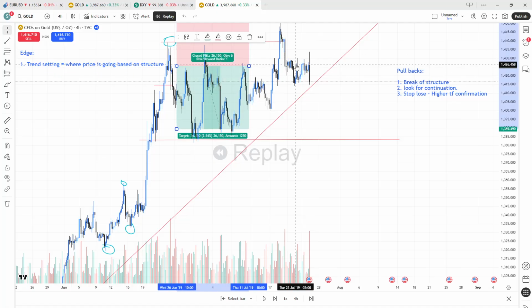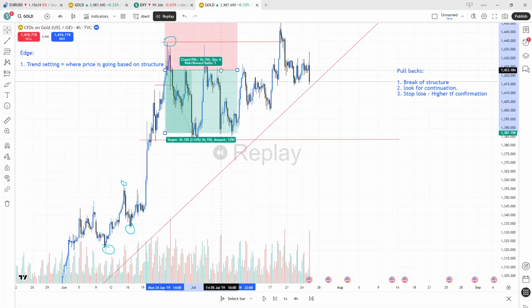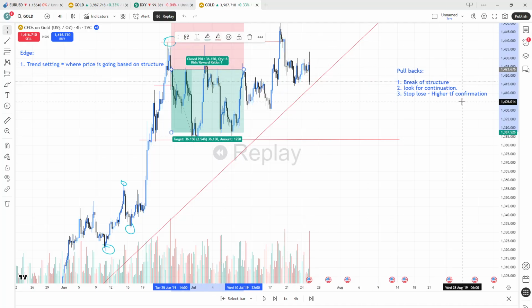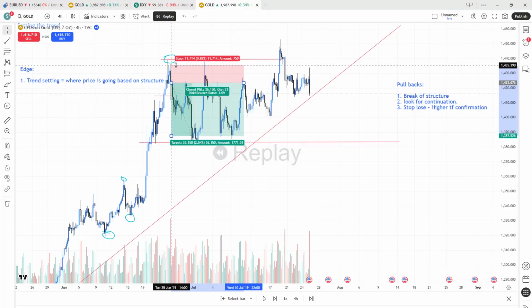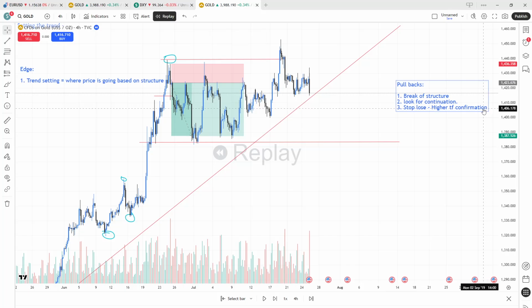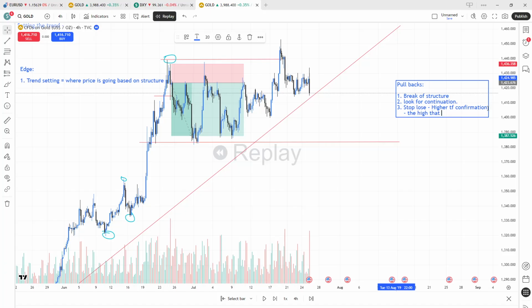at the pullback, right, let's say, okay, price, that 4 hour, it came back, where would our invalidation point be? Well, just to be safe, it's going to be that of the previous candle high, or that high, or the high that took out the lows. Okay, so we're going to say the high that took out the low.